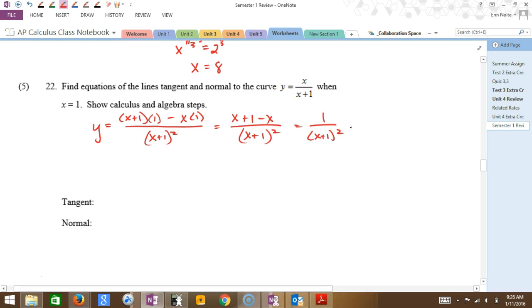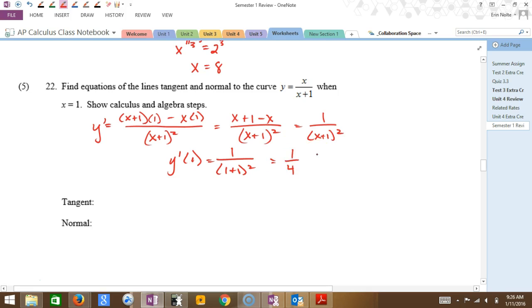Okay, so now what? What are we going to do with the when x is equal to 1 part? Plug it in, okay? So we're going to find the slope by plugging 1 in. I forgot my y derivative notation. 1 over 1 plus 1 squared, so 1 over 4.